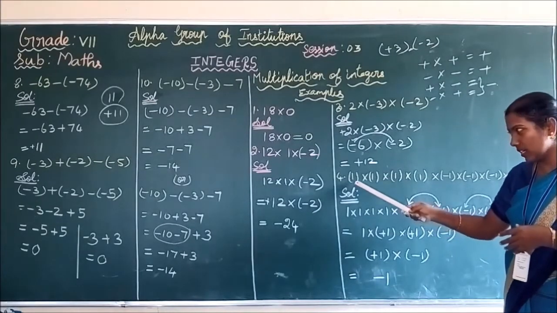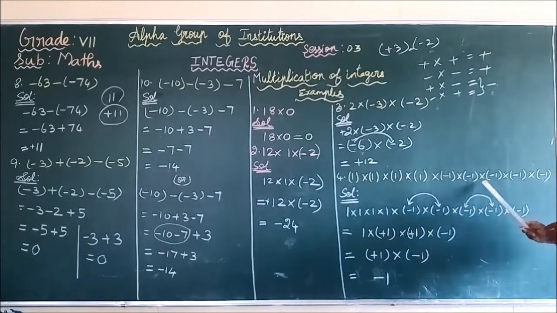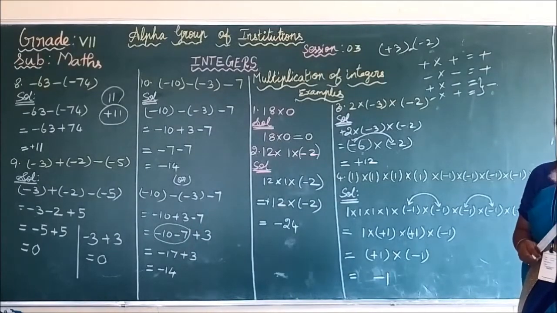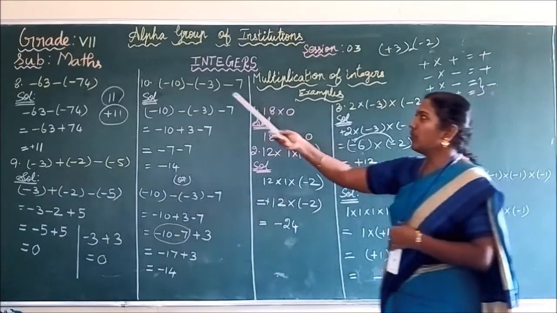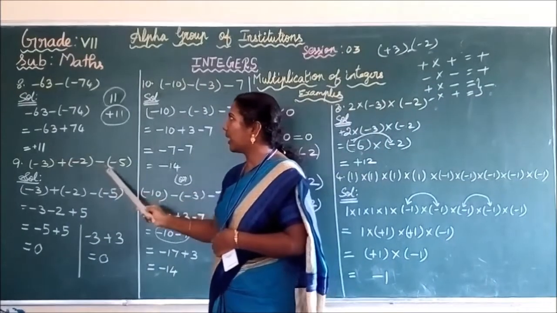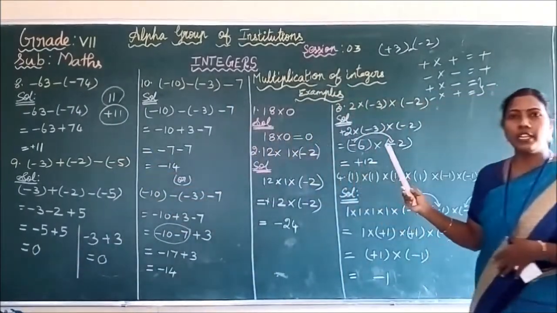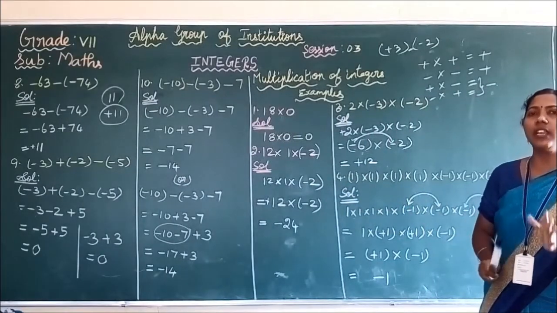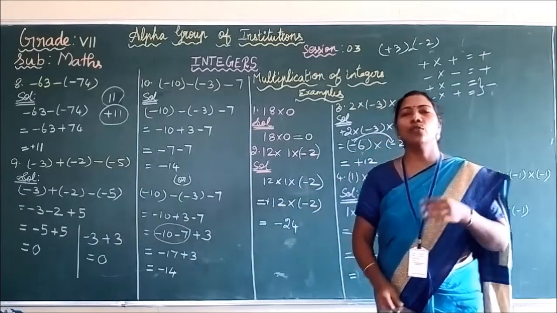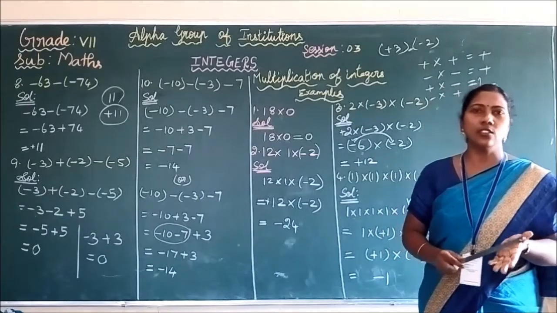See here, children, between the brackets, what is the symbol given? Multiplication is given, so you have to multiply these values. Don't add them. Here, between the integers, what are the symbols? Minus, minus. Here also you have plus, minus, minus. These are addition and subtraction sums. These are multiplication sums. You must have a clear idea between the multiplication of integers and the addition and subtraction of integers. Before answering the questions, you must have a clear idea about the questions and then you have to answer the question. Is it clear, children?